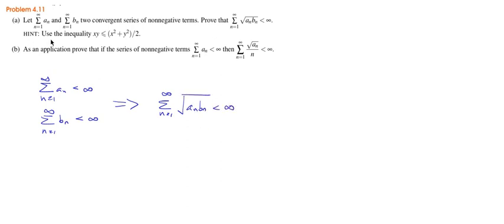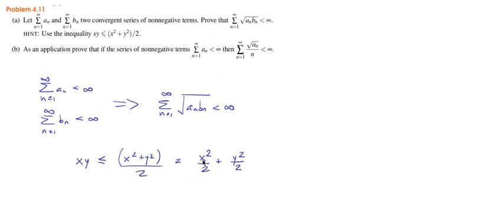And the hint is to use this inequality: x times y is smaller or equal than (x squared plus y squared) over 2, right? Now we have a square root here, squares here, something like that. So you can try and see. Here we have that this is x squared over 2 plus y squared over 2, right?